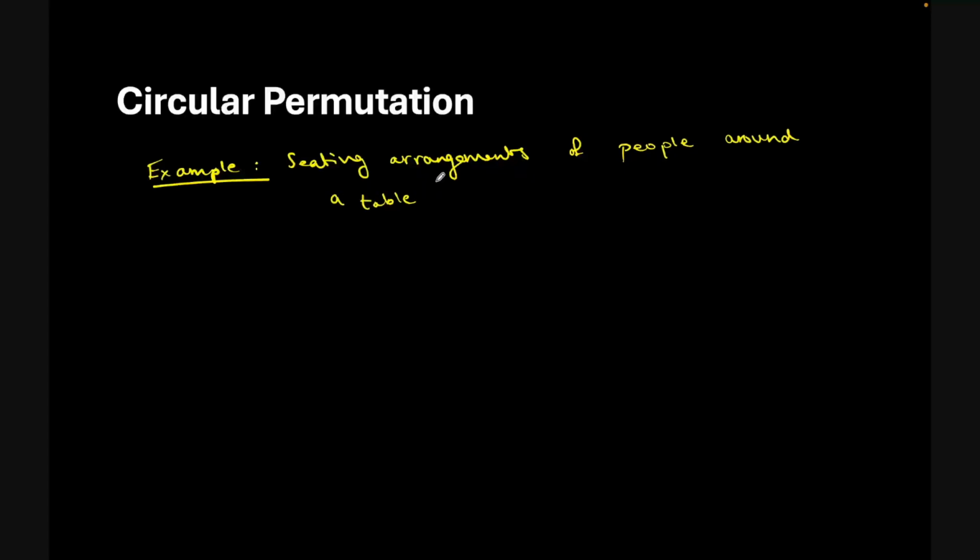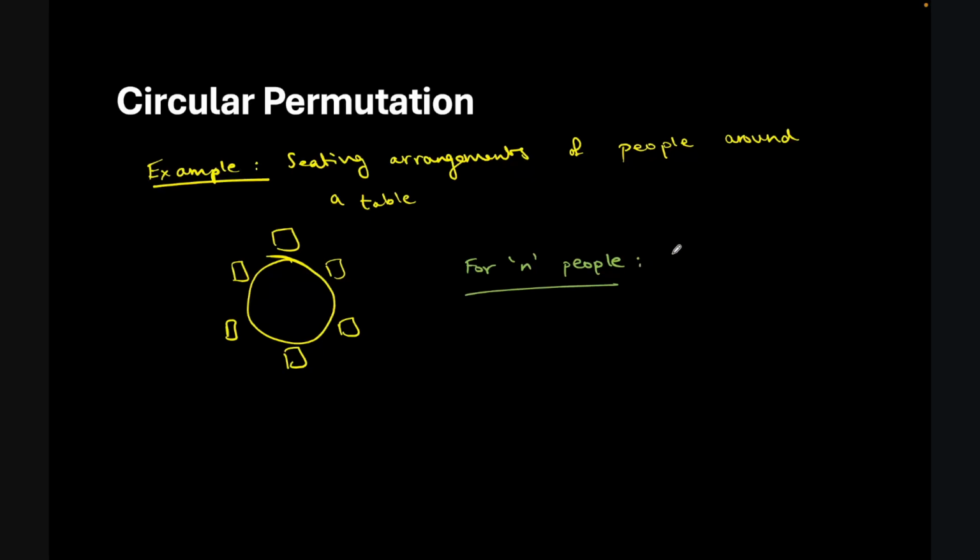So essentially, if you just want to memorize it, let's say I have a round table, and I have 1, 2, 3, 4, 5, 6 slots, and I want to figure out how many ways I can arrange them. If you just want to memorize it, I'll just give the formula. The number of ways in which n people can be seated is n minus 1 factorial ways.